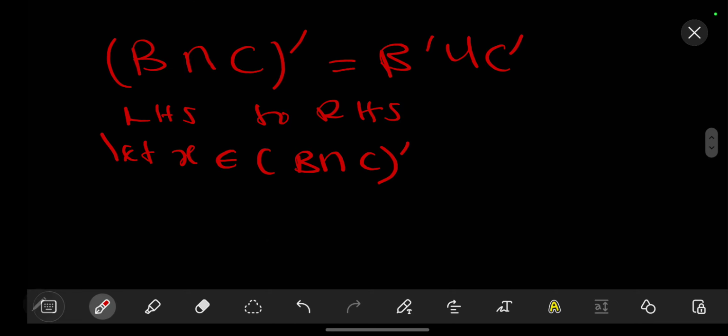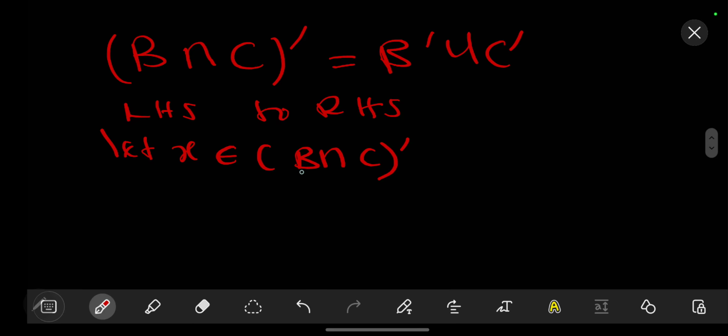Then after that, what we are going to say is, since we have (B ∩ C)', get the picture of this. So this is your B, this is your C, like that. So already, if they are saying that x is an element of (B ∩ C)', let's say this is the complement part of the set, it means to say x is somewhere here.